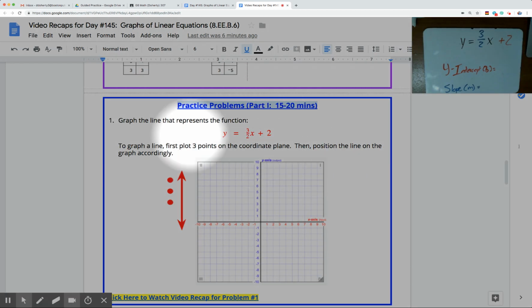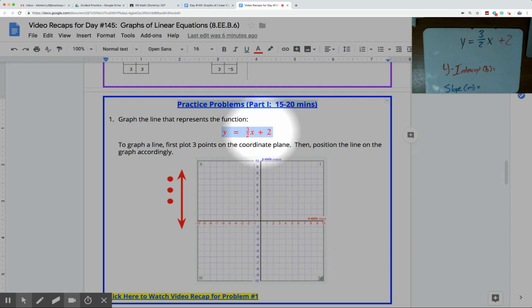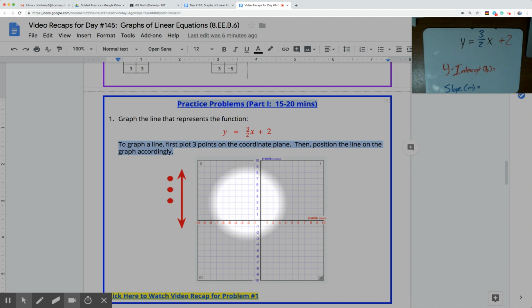For practice problem number 1, we were told to graph the line that represented the following linear equation that we're given. It says y equals 3/2 x plus 2. And then they give us some directions on how we can digitally graph an equation using this Google Documents drawing. I'm going to focus on this equation, y equals 3/2 x plus 2, and extracting the necessary information I need from that equation to be able to create a graph.